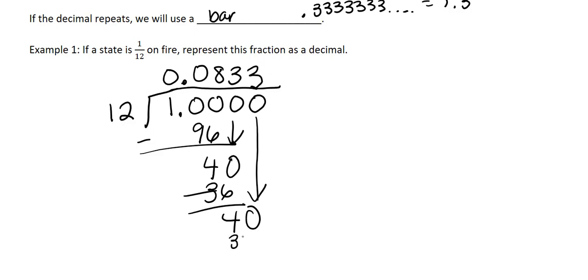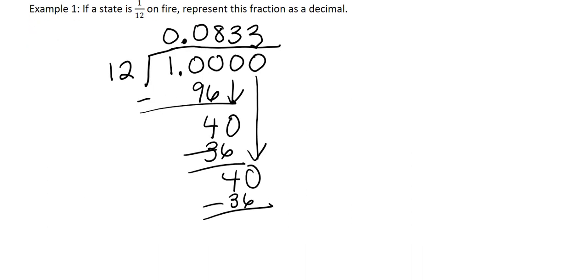So are we noticing a trend here? We're just going to keep subtracting, right, 36 from 40, and we're going to get 4. And then we can go ahead and bring down another 0. But the point is 3 is just going to repeat on forever. So another way to represent this as a decimal then would be 0.083 with the line over the 3. And it's just the 3 because only the 3 repeats. Now let's go ahead and look at the next example.